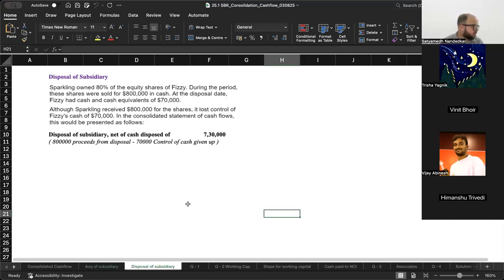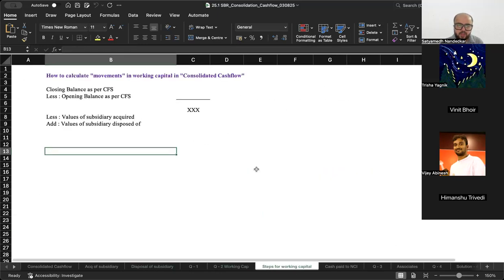Similarly, when a subsidiary is disposed of, I could be disposing of a subsidiary for 8 lakhs, and when I dispose of the subsidiary and receive 8 lakhs, I end up losing my control on the 70,000 cash balance that the subsidiary had. So naturally, I'm losing control on the 70,000 cash balance. So I will show disposal of subsidiary net of the cash disposed, at 7 lakh 30,000.